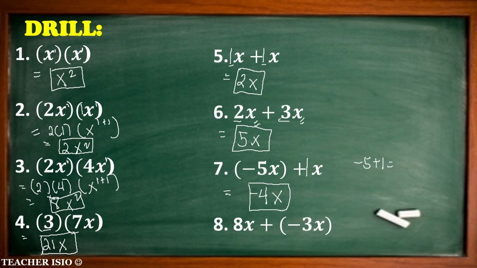Let's have number 8. 8x plus negative 3x. So we have 8 plus negative 3. So what is 8 plus negative 3? So we have positive 5. And then copy the variable. So we have positive 5 and x. So the answer is 5x.